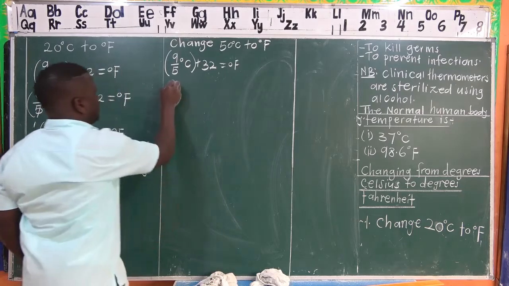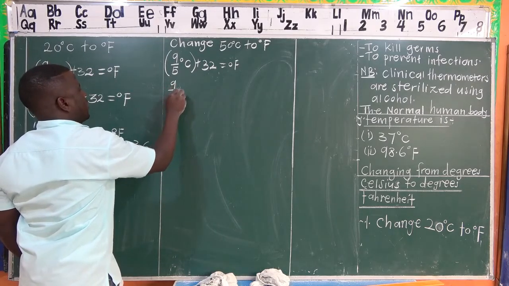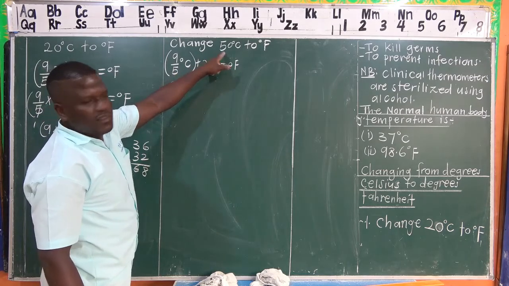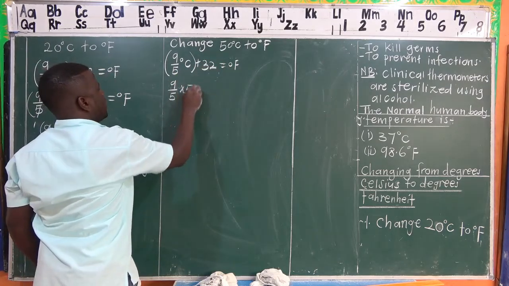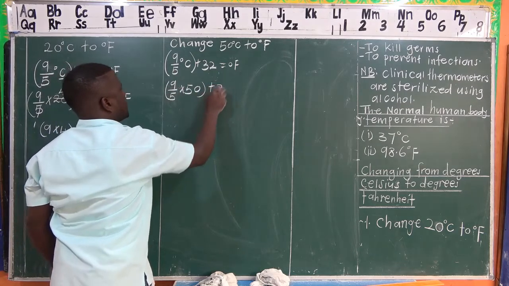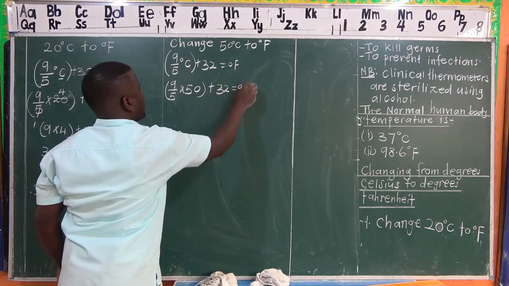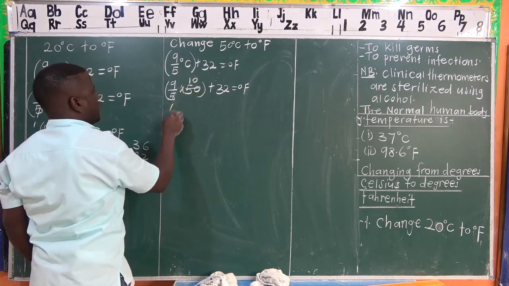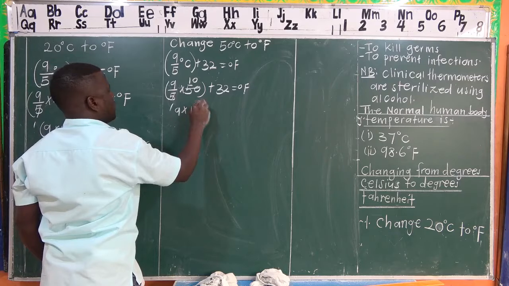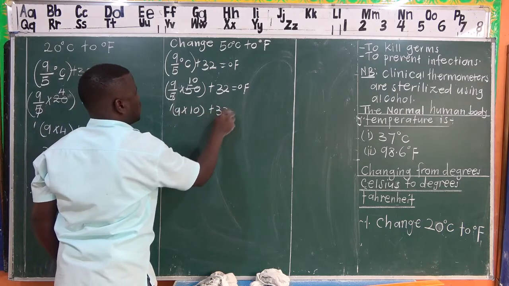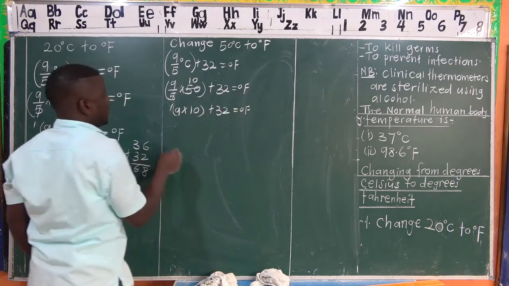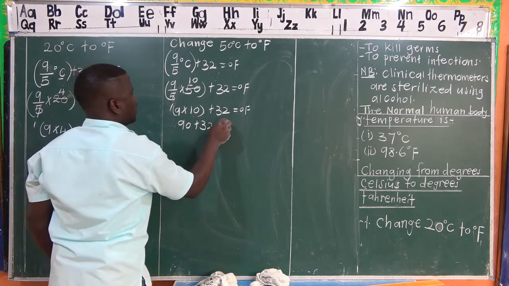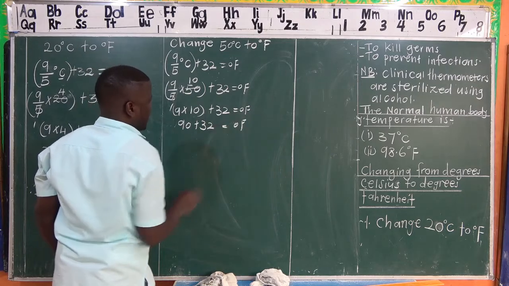We first work out the brackets. 9 out of 5 times, where there is degrees Celsius, we put 50 degrees. So we put here 50 into brackets plus 32 equals degrees Fahrenheit. 5 into 5, 1; 5 into 50, 10. Here we shall have 9 times 10 into brackets plus 32 equals degrees Fahrenheit. 9 times 10 is 90 plus 32 equals degrees Fahrenheit.